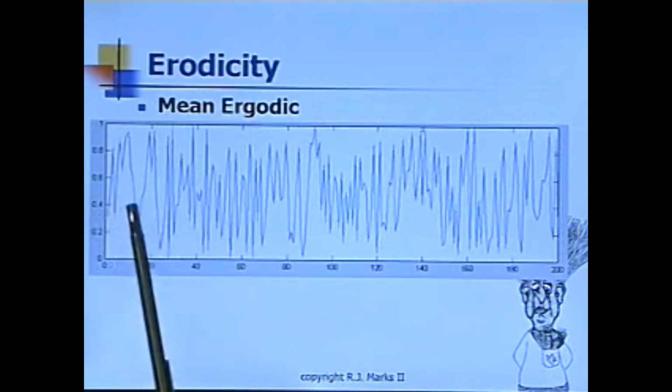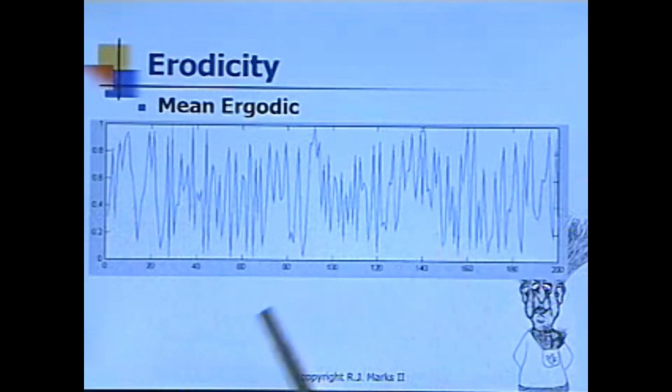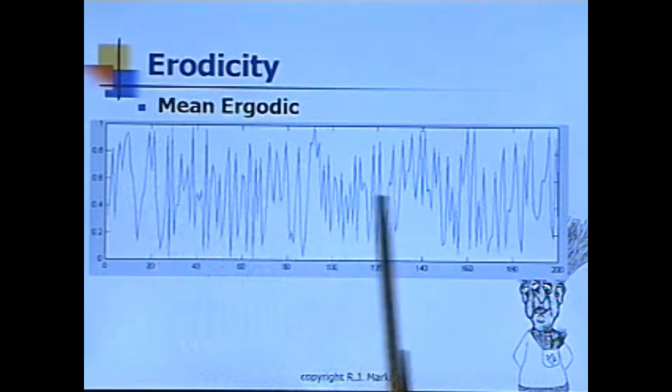And if this went along forever, you could determine that mean more and more accurately. Does that make sense? So this is a process which is intuitively mean ergodic: if I gave you one realization of this process, you might be able to determine the mean.